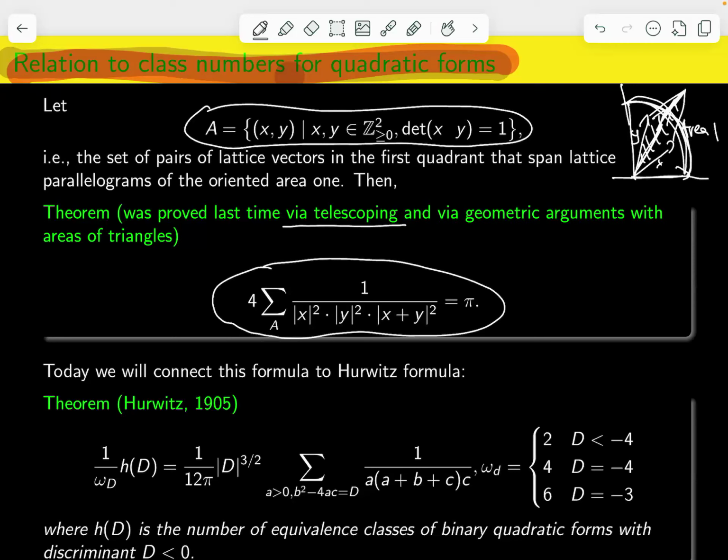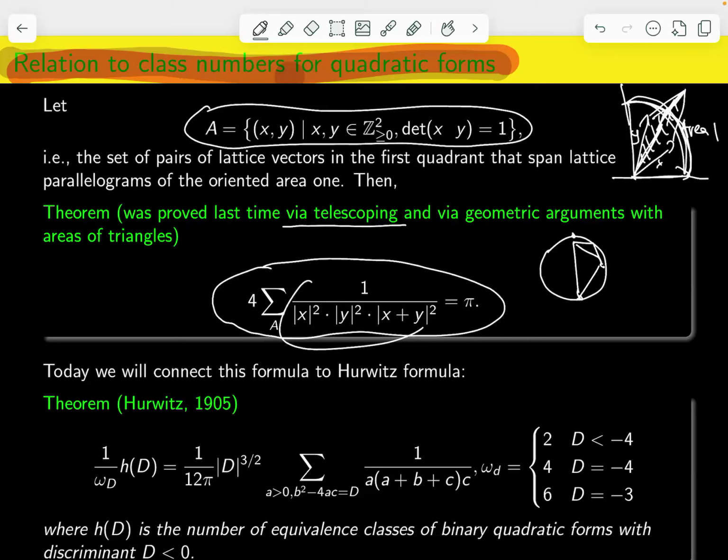So remember that if we parameterize the points on half a circle by the lattice vectors, then this number is just the area of the corresponding triangle. And then the sum of the areas of such triangles is just pi over 2. So up to a constant, that's exactly what we have here. So 2 geometric proofs. But actually, this formula was discovered by Hurwitz more than 100 years ago.